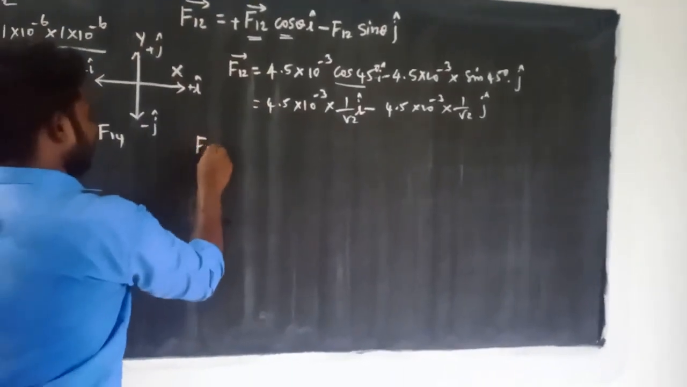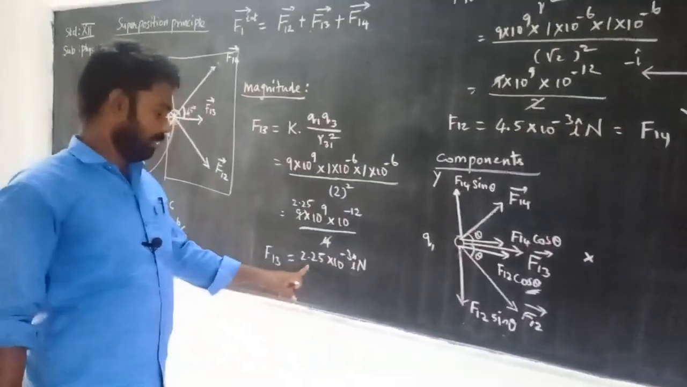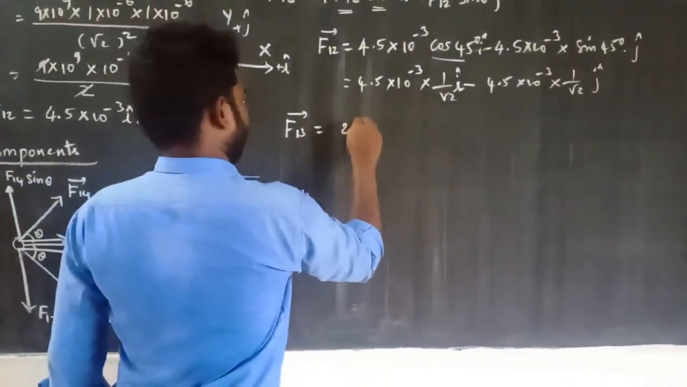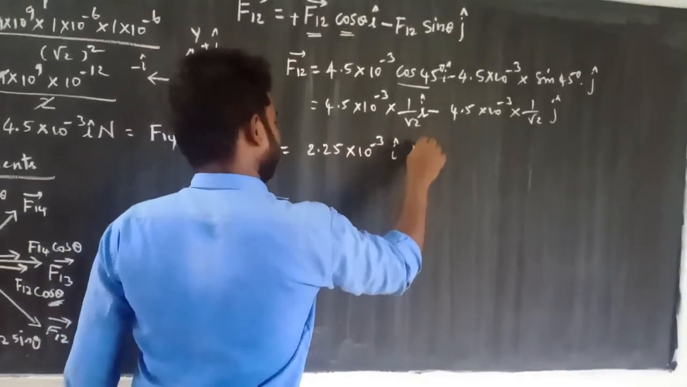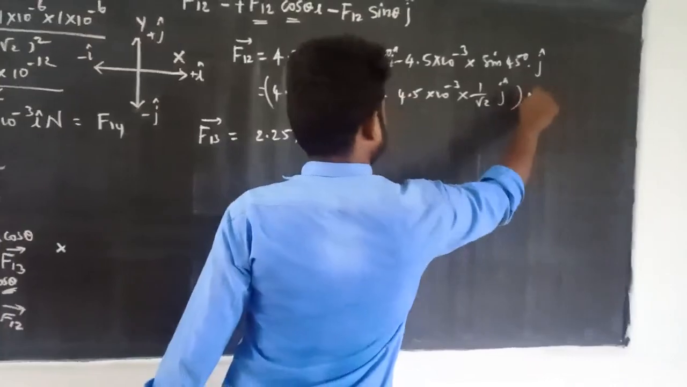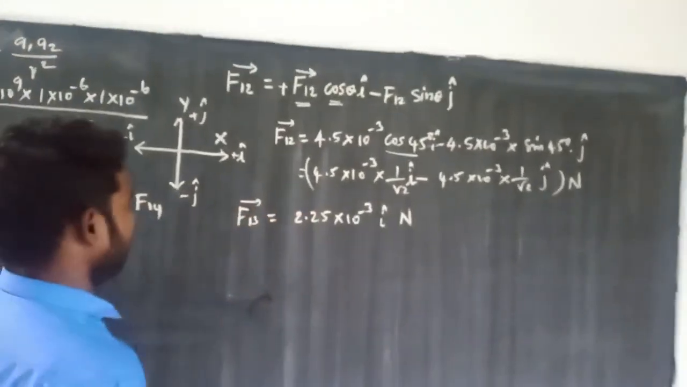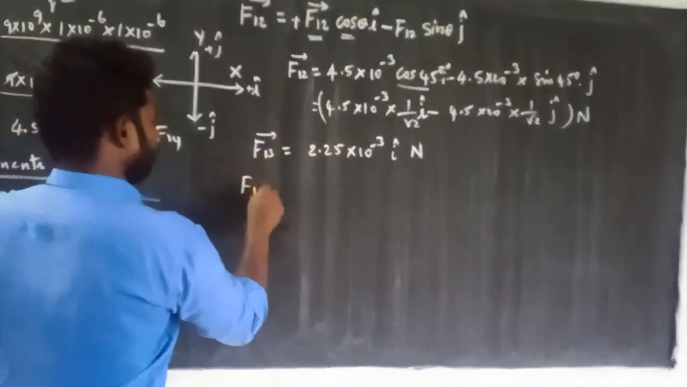Then F13 vector, you know what the value of F13 is? See here, 2.25 into 10 to the power minus 3 I cap Newton. Here also we can put the unit Newton. You have to put it in a capital letter only. Then as well as F14 vector.